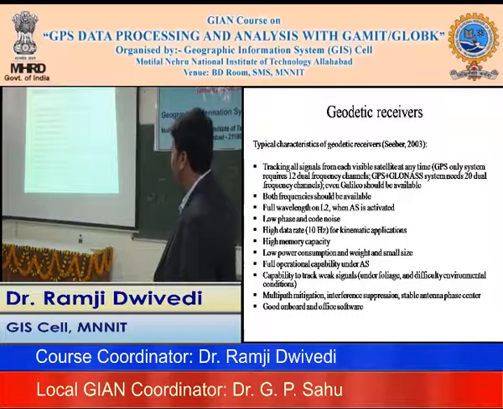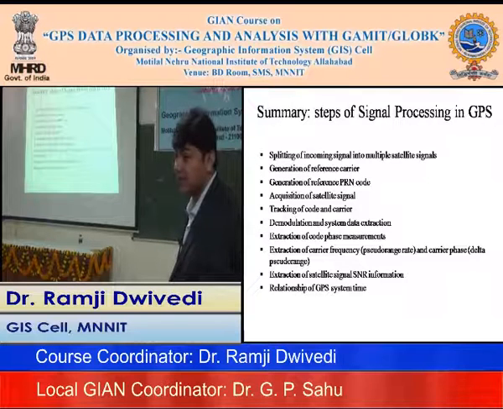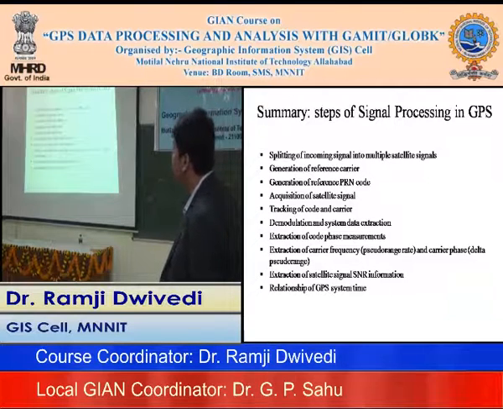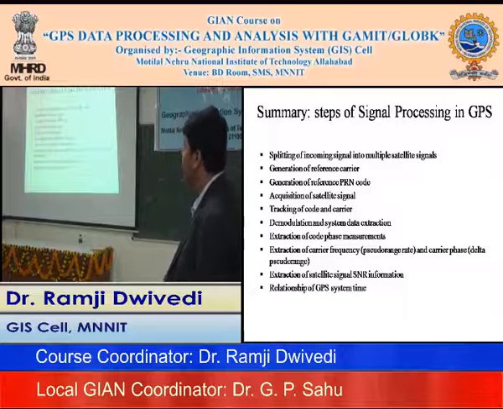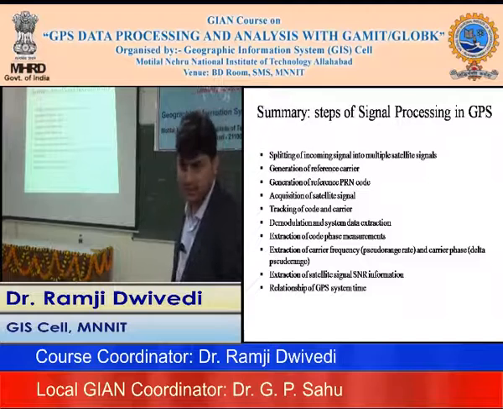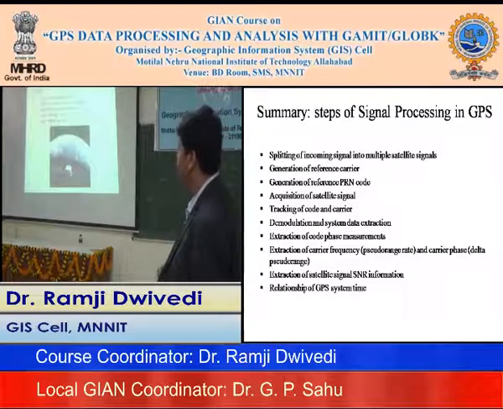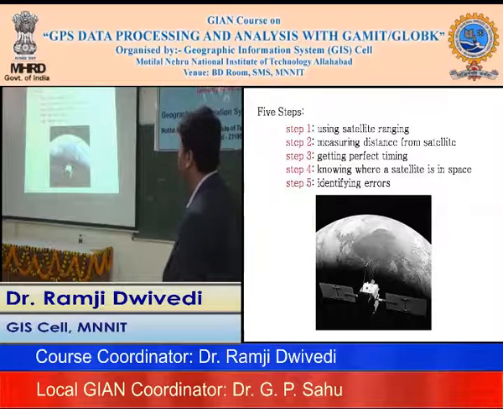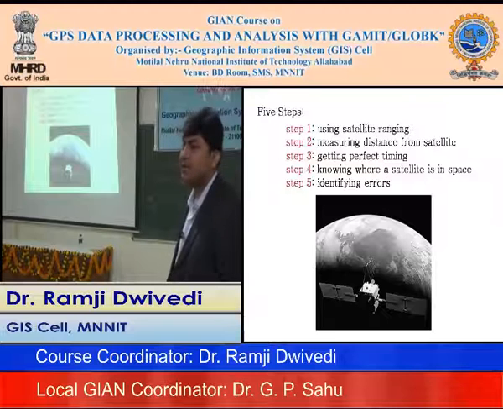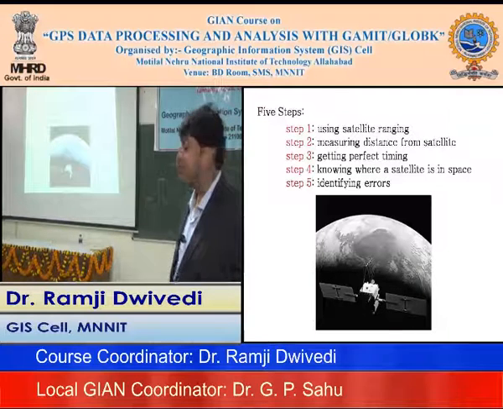So the summary of steps we need when we go for signal processing is: splitting of the incoming signal into multiple satellite signals, generation of the reference carrier or replica, generation of the reference PRN code, acquisition of the satellite signal, tracking of code and carrier, and demodulation. These are the steps followed at the receiver end when the signal arrives at the receiver. That's how we estimate. Then, using satellite ranging, you get the pseudo ranging information and carrier phase observable, and get perfect timing. When I say perfect timing, it means that delta T should be precise in terms of satellite clock estimates.